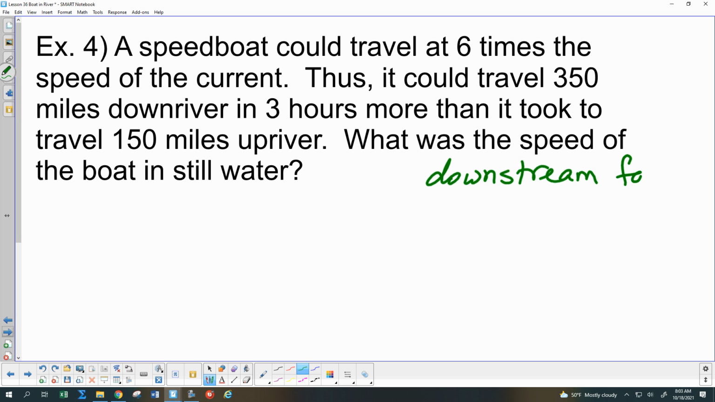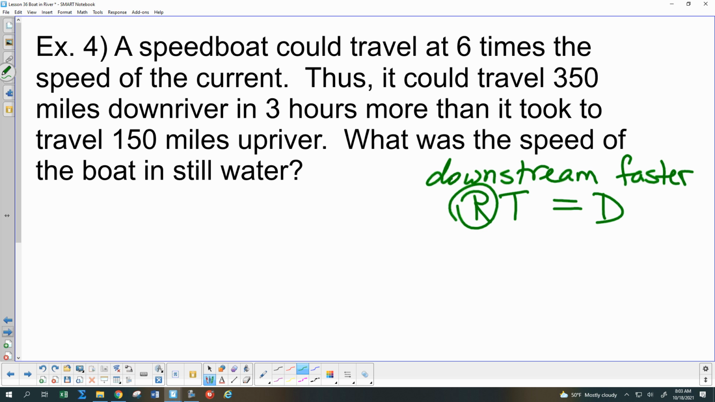So downstream needs the bigger rate. For these, we are going to do rate times time equals distance. The tricky piece is there are 2 things that impact the rate. What 2 things affect if you're going upstream or downstream? What 2 things affect how fast you are going?